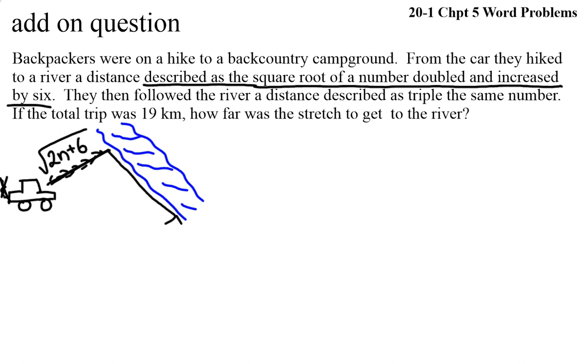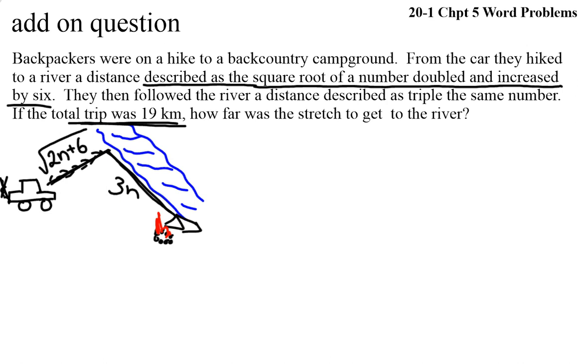Well, at that point, let's assume they're now in their tent. They have their little fire pits made of rocks to be safe, and they can now roast their marshmallows on their fire. But the distance they traveled along the river is described as triple the same number, just 3n. And we know the total trip was 19 kilometers. So there's not a ton going on in the question, but you have to read carefully.